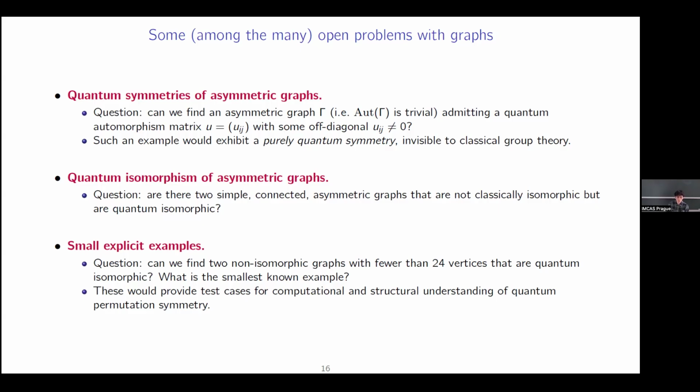Okay, sure. Say it again, sorry? Big problem. Ah, really? Okay, so in 3 years, everyone solved everything. Oh, nice. Asymmetric graphs that are not isomorphic, but are quantum isomorphic. Thank you very much. So I don't have to do it. You already did it.